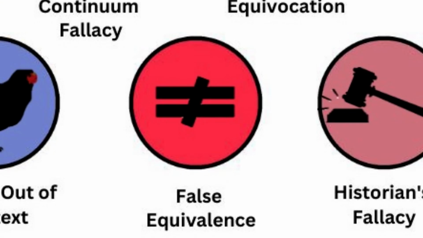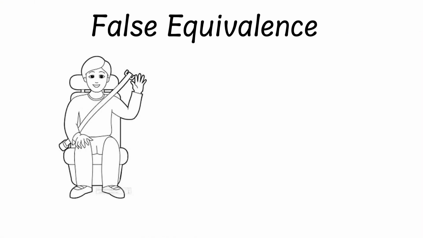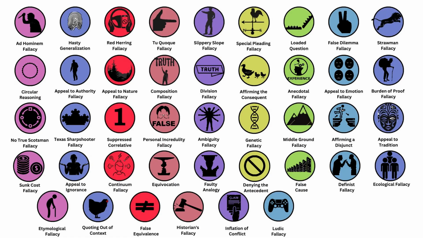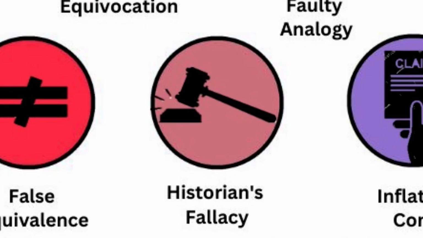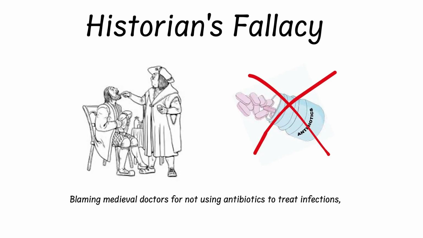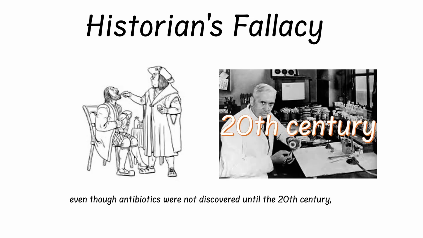False equivalence. False equivalence assumes that two different things are equal because of a perceived similarity. It overlooks significant differences that make the comparison invalid. Historian's fallacy. The historian's fallacy judges past actions or decisions based on present-day knowledge and perspectives. It fails to consider the context and information available at the time.